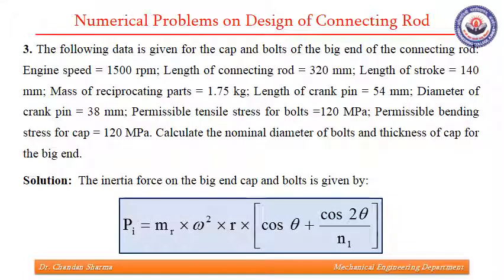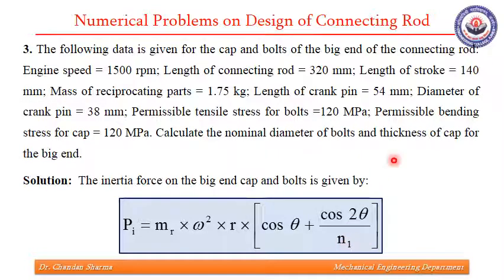Mr omega square r (cos theta plus cos 2 theta over n1), where Mr is the mass of reciprocating parts, which is given to us as 1.75 kilogram. Omega is angular speed. Since N is given to us, we can find the same. R is the crank radius. We are given the length of stroke, so R will be half of this. Theta is the angle between crank and the line of stroke, and N1 is the ratio of the length of connecting rod to the crank radius, which is also known to us.